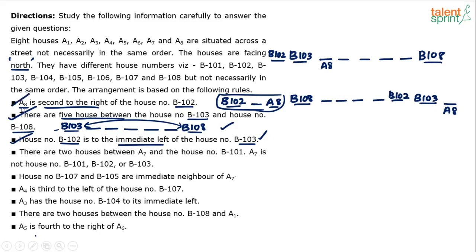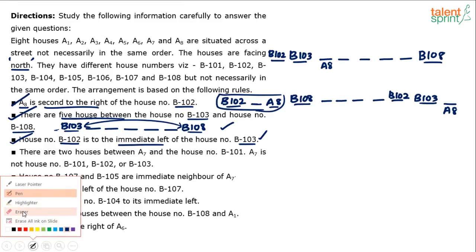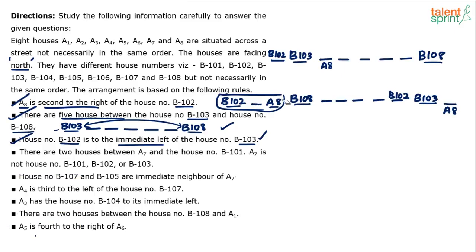Okay, so the first 3 clues have been used. So we are off to a good start. I'm just clearing it up so that it doesn't confuse you. 3 points have been used and we have got 2 possibilities. Now let's fix the remaining clues or rules given to us and see which one satisfies all the conditions.